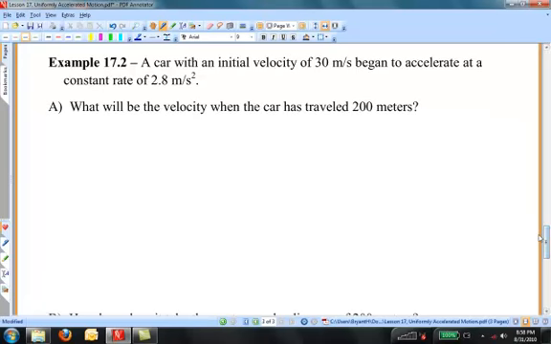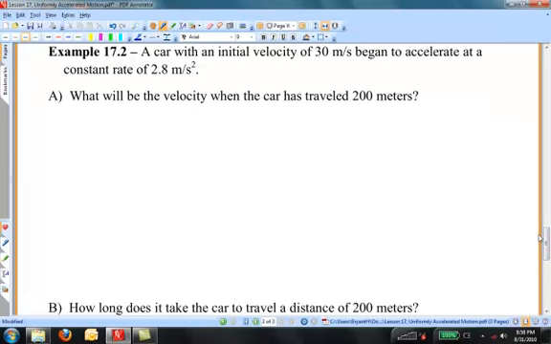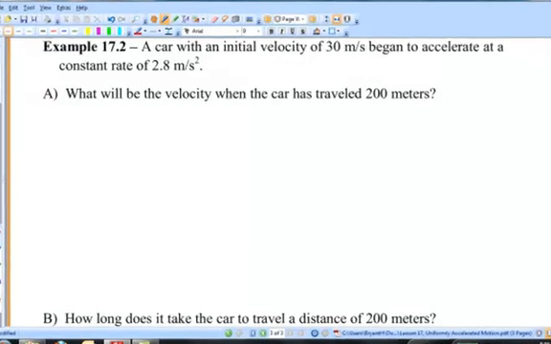It's example 17.2. A car with an initial velocity of 30 meters per second began to accelerate at a constant rate of 2.8 meters per second squared. Part A, what will be the velocity when the car has traveled 200 meters? And Part B, how long does it take the car to travel a distance of 200 meters? Let's begin again with the variables that we know and the variables that we're trying to find.